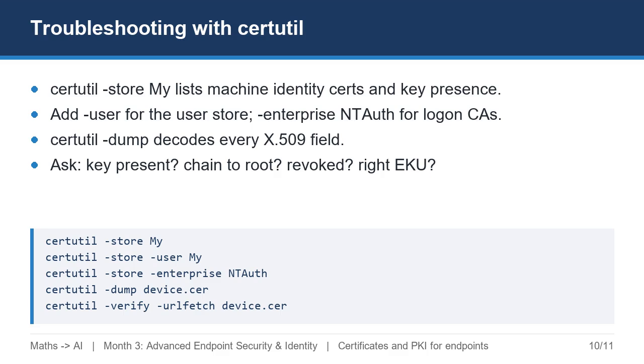When certificate authentication fails, certutil is your scalpel. certutil -store my lists the machine's own identity certificates and tells you whether the private key is present. Add -user to look at the user store instead, or -enterprise ntauth to see which CAs are trusted for Entra NTAuth logon. certutil -dump decodes every X.509 field of a cert file. And the four golden questions to answer every time: is the private key present? Does the chain reach a trusted root? Has it been revoked? And does it carry the right EKU?